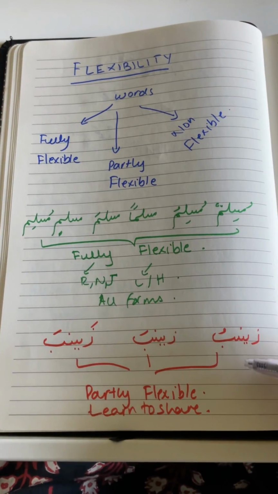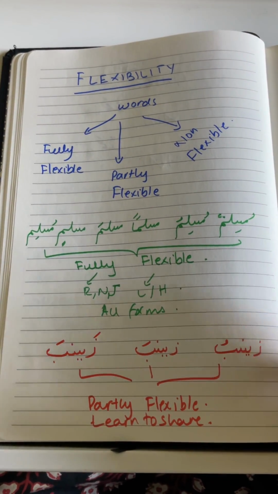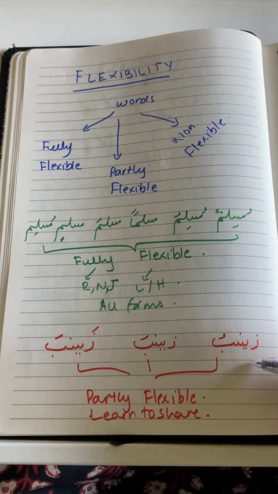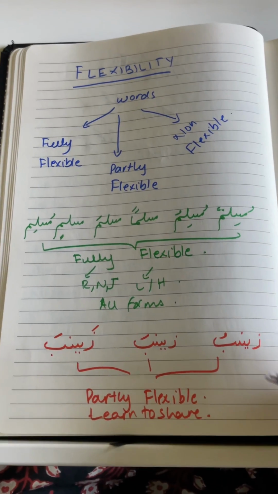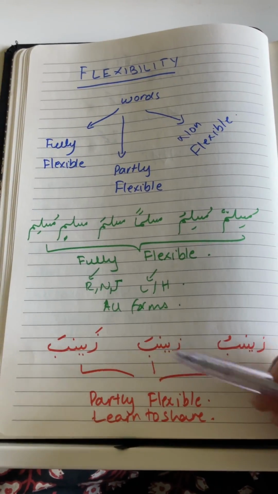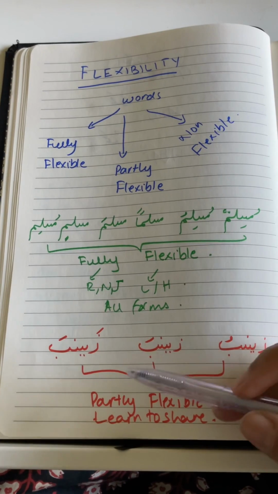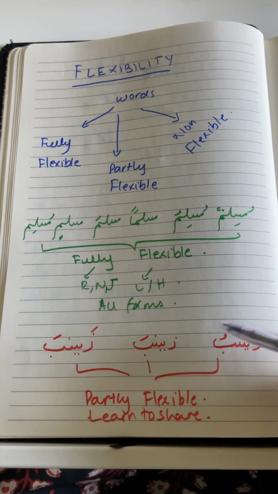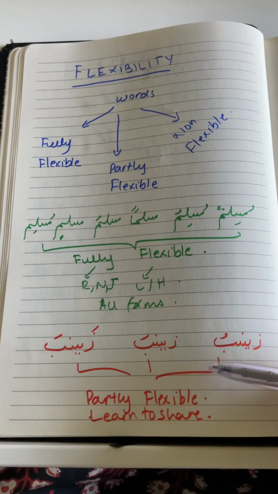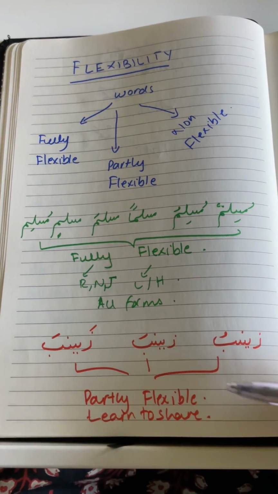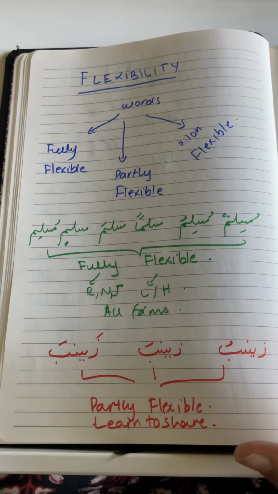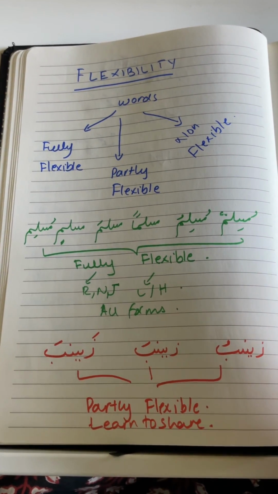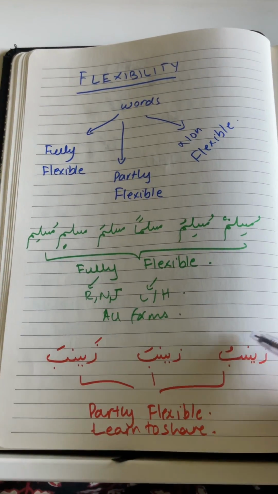What does partly flexible mean? Let's look at the name Zainab. This name can come only in two forms: Zainabu and Zainaba. Zainabu would be the rafa form, and Zainaba, both of them, would be nasab or jar. So it can only occur with the u and a sounds. It cannot be heavy, and it does not have an e sound. These kinds of words are partly flexible. You're not going to get all three sounds, you're just going to get two forms, and you have to learn to share.